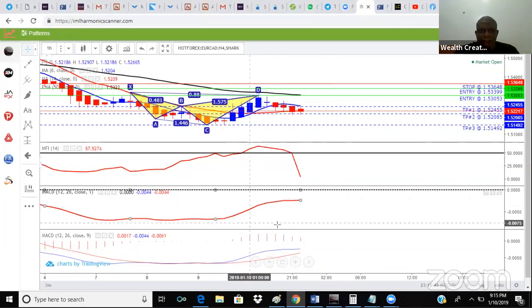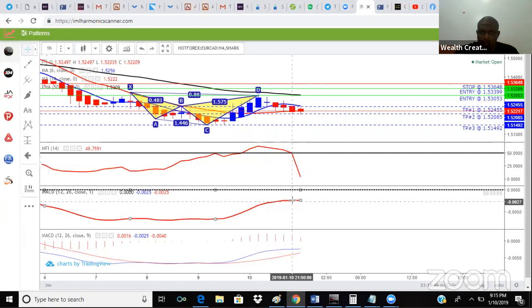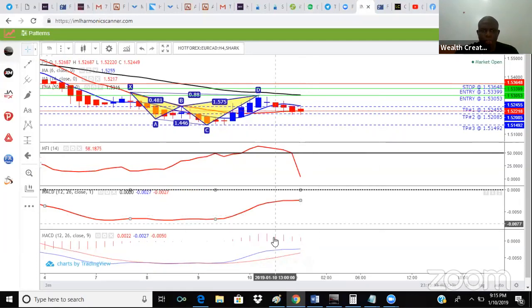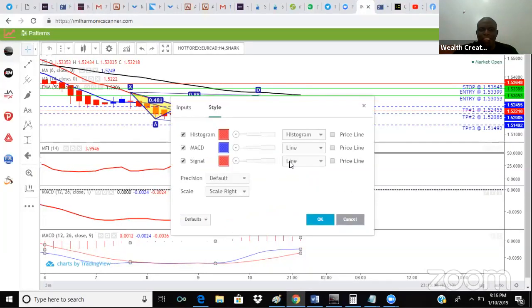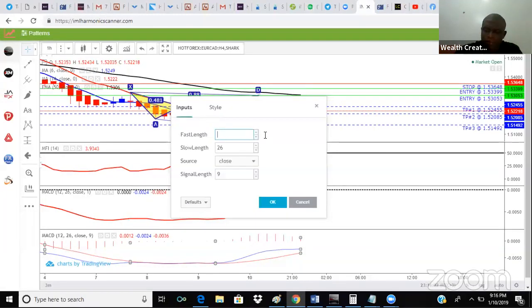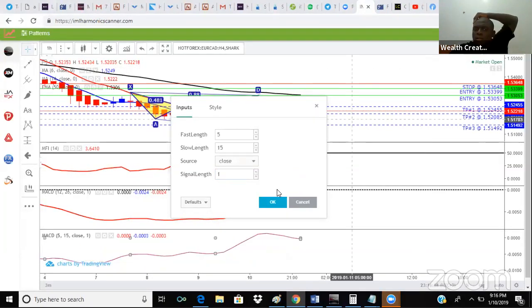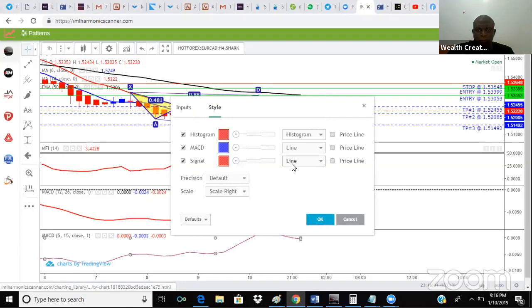This gives me an understanding of price line, which is this, and the signal line, which is red. On the other hand, my MACD will be, I will change it to 5, 15, 1. Olakunle, the blend is 15. The 12, please change it to 15. There's not much difference, but 15 is great.